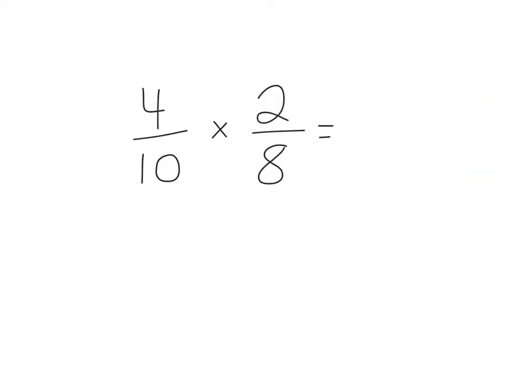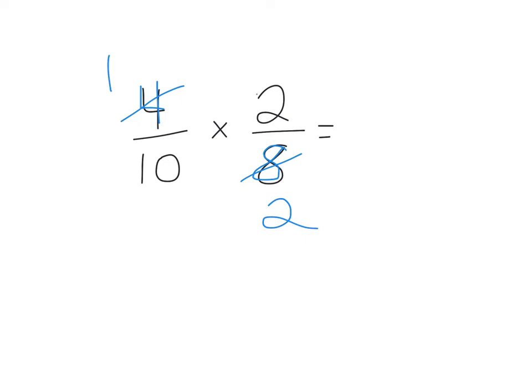Now I have 4/10 times 2/8. So I want to find one numerator and one denominator that can be divided by the same whole number. I see one, the 4 and the 8. You might see some others, and in fact, it doesn't matter what order you simplify it. So I'm going to divide the 4 and the 8 by 4. So 4 divided by 4 is 1, and 8 divided by 4 is 2.